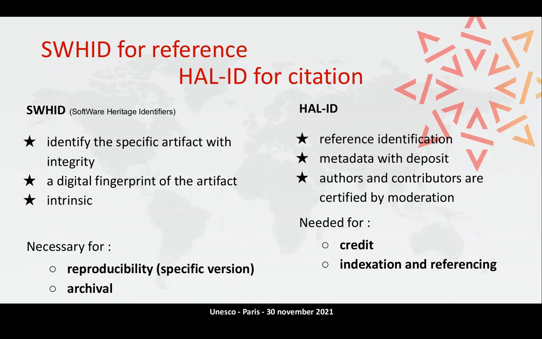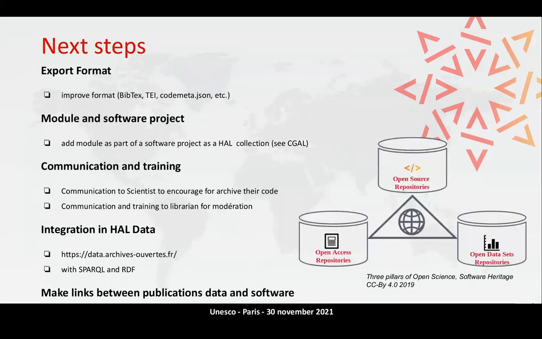So SWHID and HAL. SWHID is for exactly what I said, identifying the specific artifact. Digital fingerprints for the artifact are interesting, and necessary for reproducibility and archival. And the HAL ID is the reference identification, metadata, authors, contributors, and it is needed for the credit for authors and for indexation and referencing, particularly for Harvester and Google and so on.